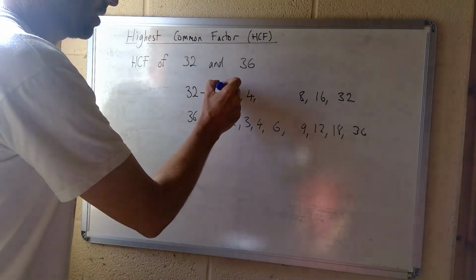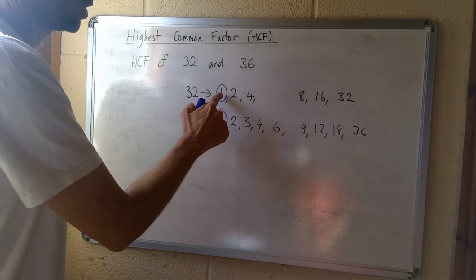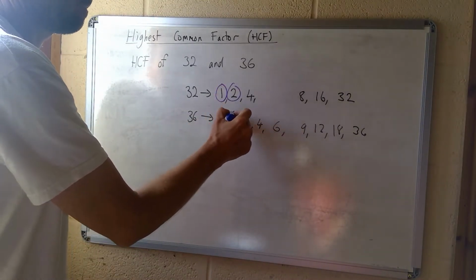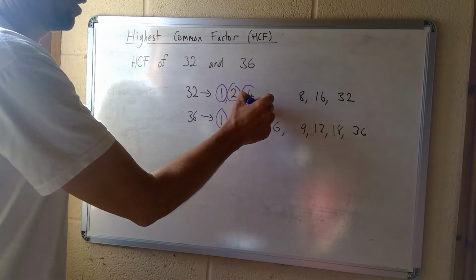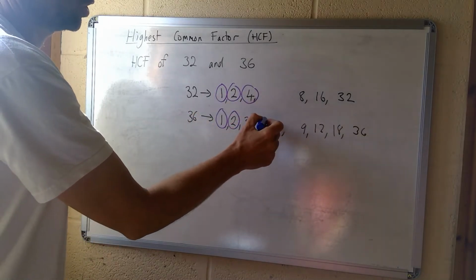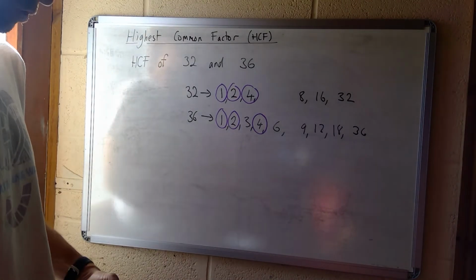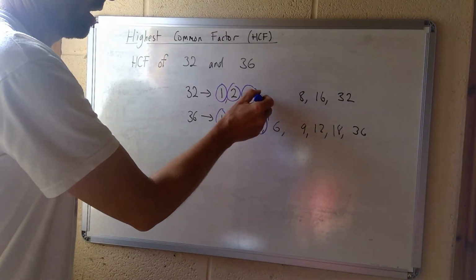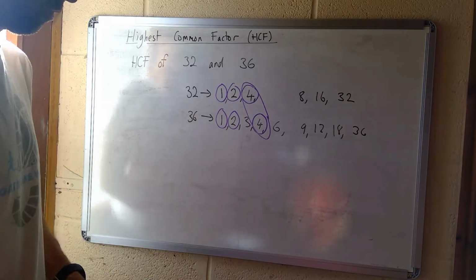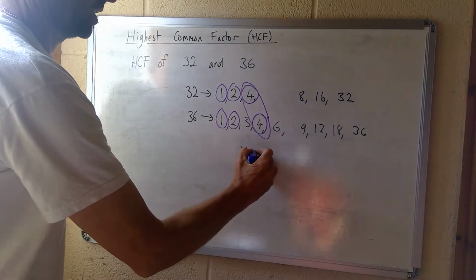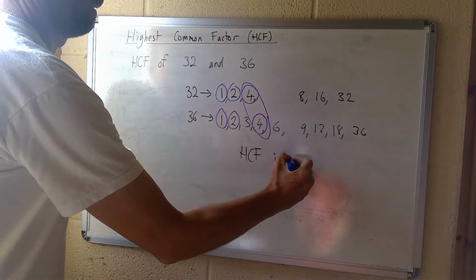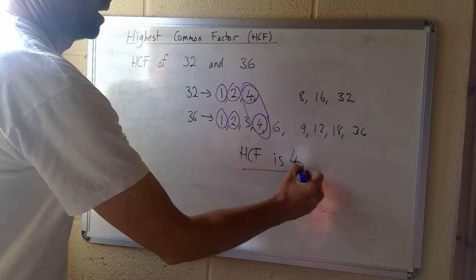I'm now going to circle the common factors, the numbers that are in both lists. So I've got 1 is in both lists, 2 is in both lists, and 4 is in both lists. So those are the common factors. Of those three, 4 is the highest. So the HCF, the highest common factor, is 4.